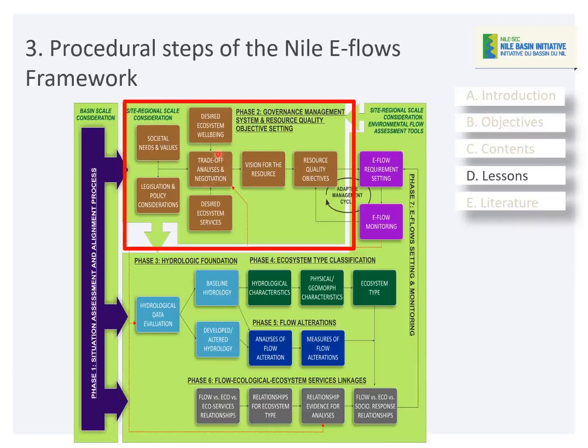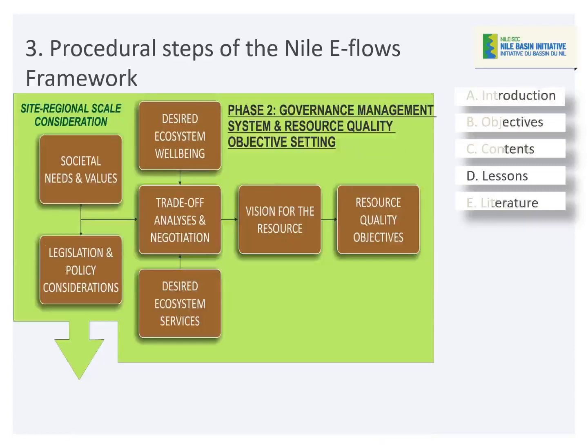So the vision of the resource is based on the trade-off analysis and negotiation, in the context of societal needs and values, legislation, policy from the region, the protection objectives, and the use requirements. With that information, a vision is established for that particular resource. And that vision is then translated into the quantity, quality, habitat, and biota characteristics that represent targets or objectives for those resources. We're going to talk about that in a moment as well. Once that is established, we can then move into the next phase. I think that we've unpacked that slightly here.